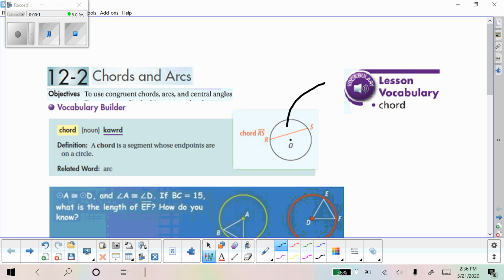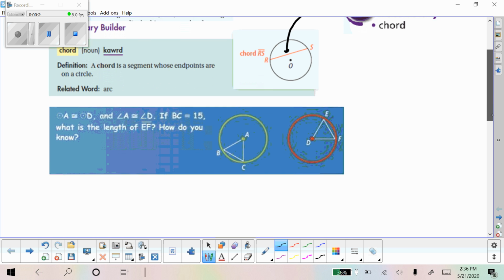Today we're going to talk about chords and arcs. A chord is a line segment that has endpoints on the circle, like you can see there. And an arc is the corresponding part of the curve of that circle that is defined by that chord.